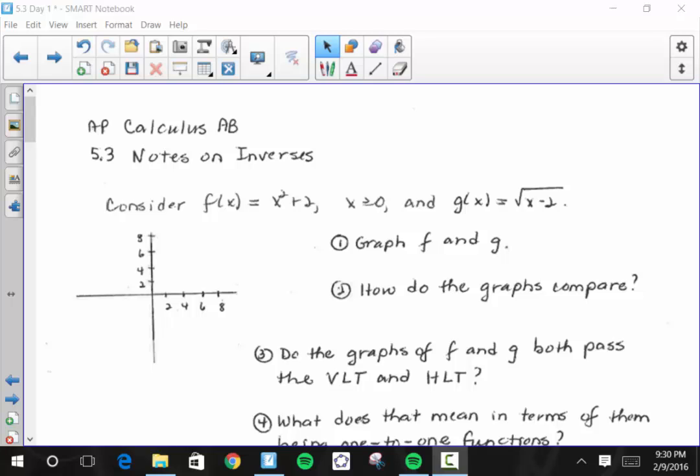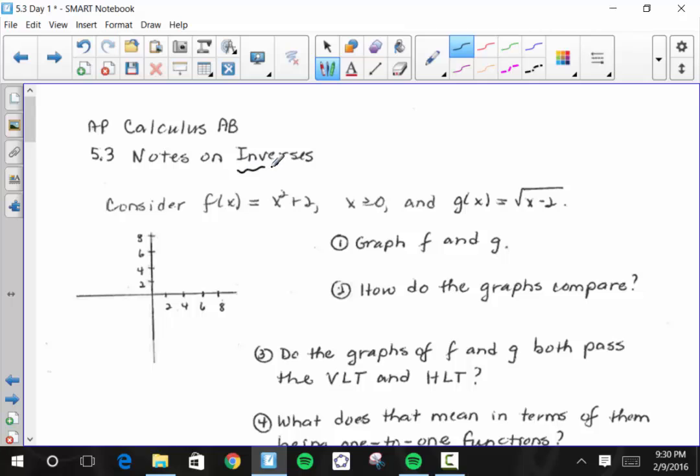Okay guys, here we're going to do a lesson that's discovering what's going on with inverse functions in calculus. So this is all about inverse functions. Let's start off by graphing this function f of x, and then we're going to graph this function right over here, g of x.